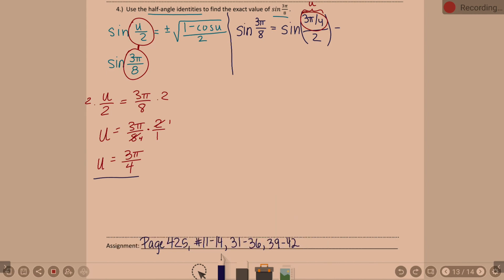So our formula is plus or minus the square root of 1 minus cosine u. What am I putting in for u? 3 pi over 4, and then all over 2. Are you guys with me there? From here, it's kind of the basics. It's getting that set up, and again, you have to double that value.